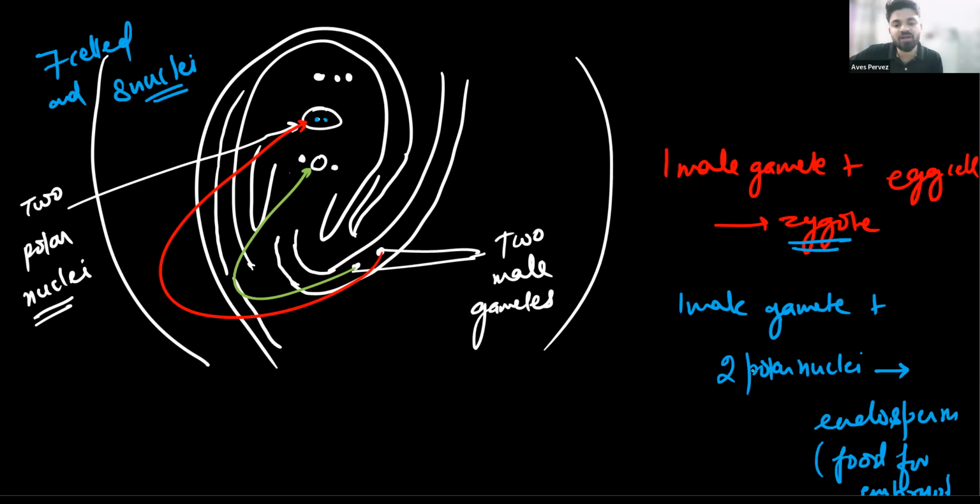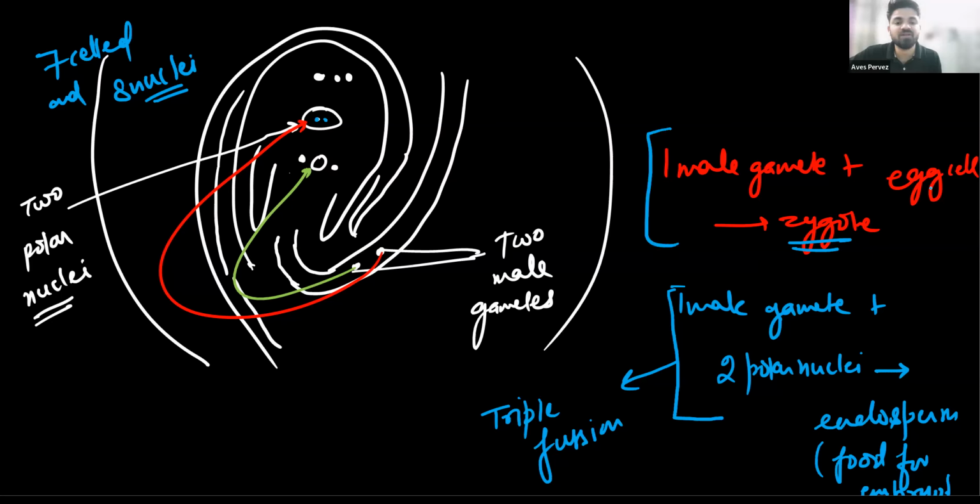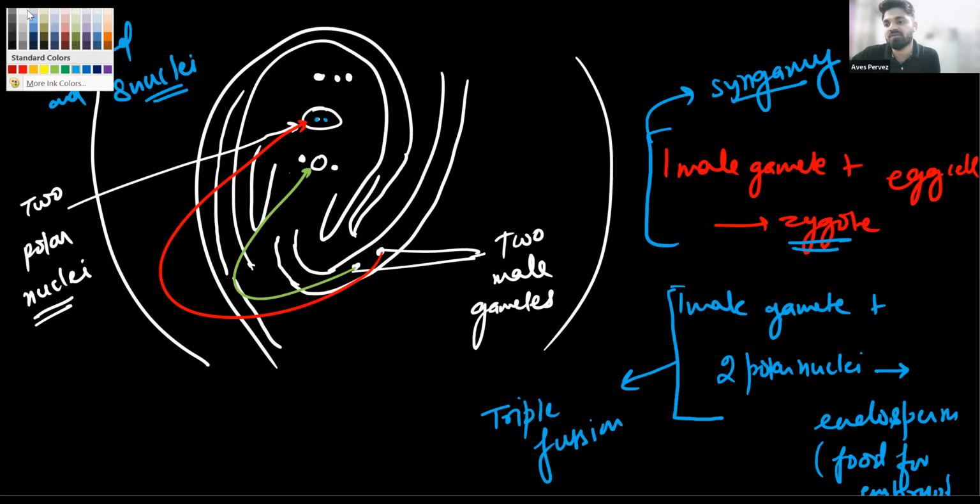So when one male gamete fuses to the two polar nuclei, it gives you endosperm. This fusion of one male gamete with the 2 polar nuclei to form endosperm is called triple fusion. And the step in which one male gamete fuses with the egg cell is called syngamy. So these both steps, syngamy and triple fusion, are called double fertilization.